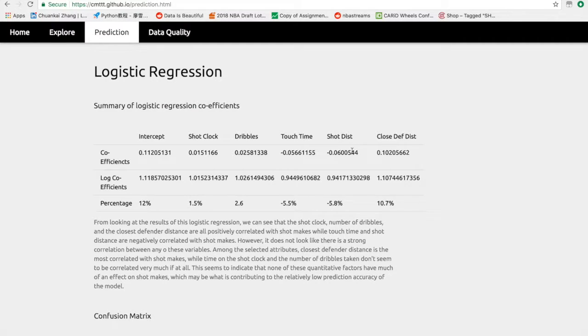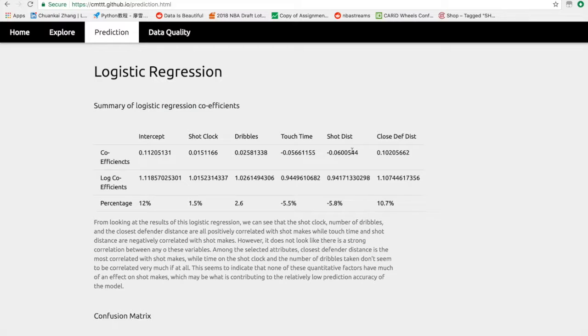Looking at the coefficients, we can see that the shot clock, dribbles, and closest defender distance had a positive relationship with shot make. That is to say, having more time on the shot clock, dribbling more before taking a shot, and the closest defender being farther away from the shooter means it is more likely that a player makes a shot. On the other hand, touch time and shot distance have a negative relationship with shot make. Holding the ball longer and shooting from farther away makes it more likely for the shot to miss.